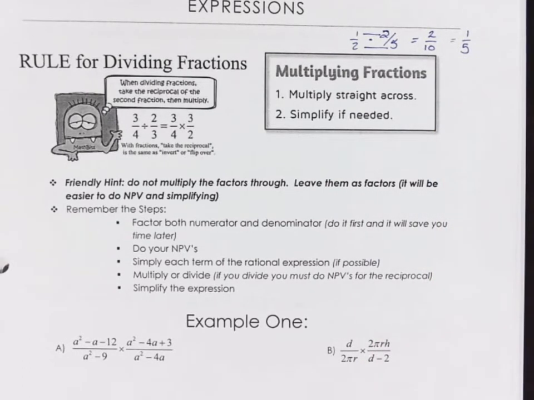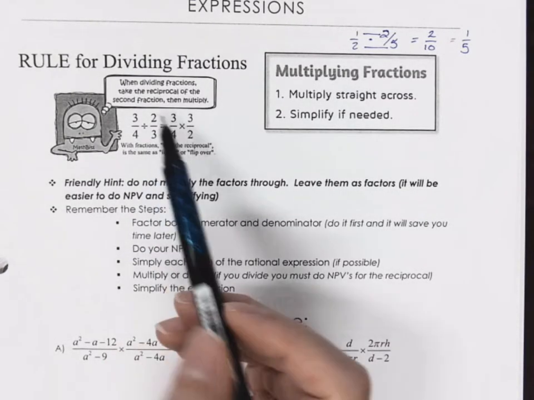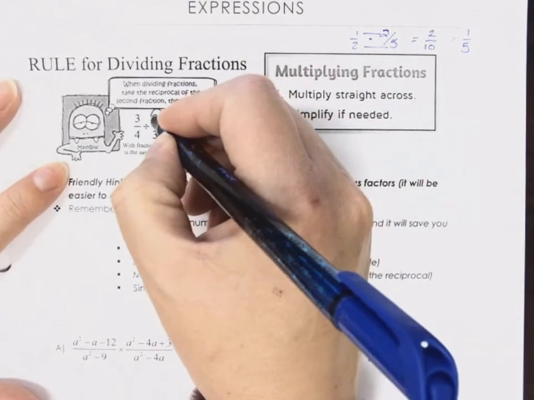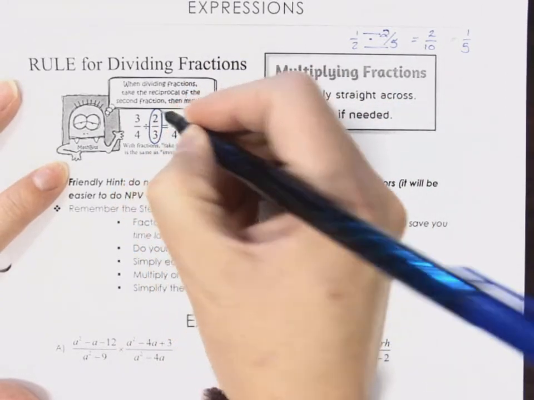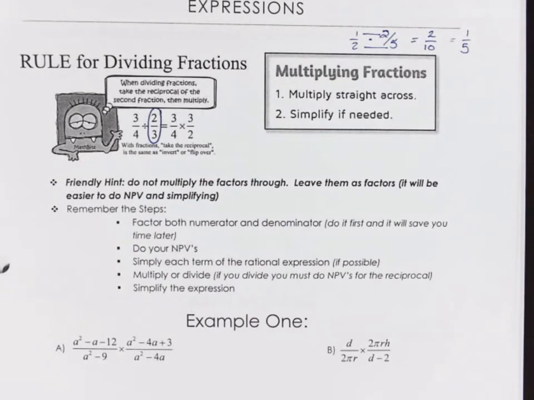So multiplying fractions is the easiest one. That's the easy peasy one. Dividing has one extra step. When we divide fractions, just remember that we take the reciprocal of the second one, and reciprocal just means the flip of it, right? Okay. And then we multiply the two fractions. Super easy.